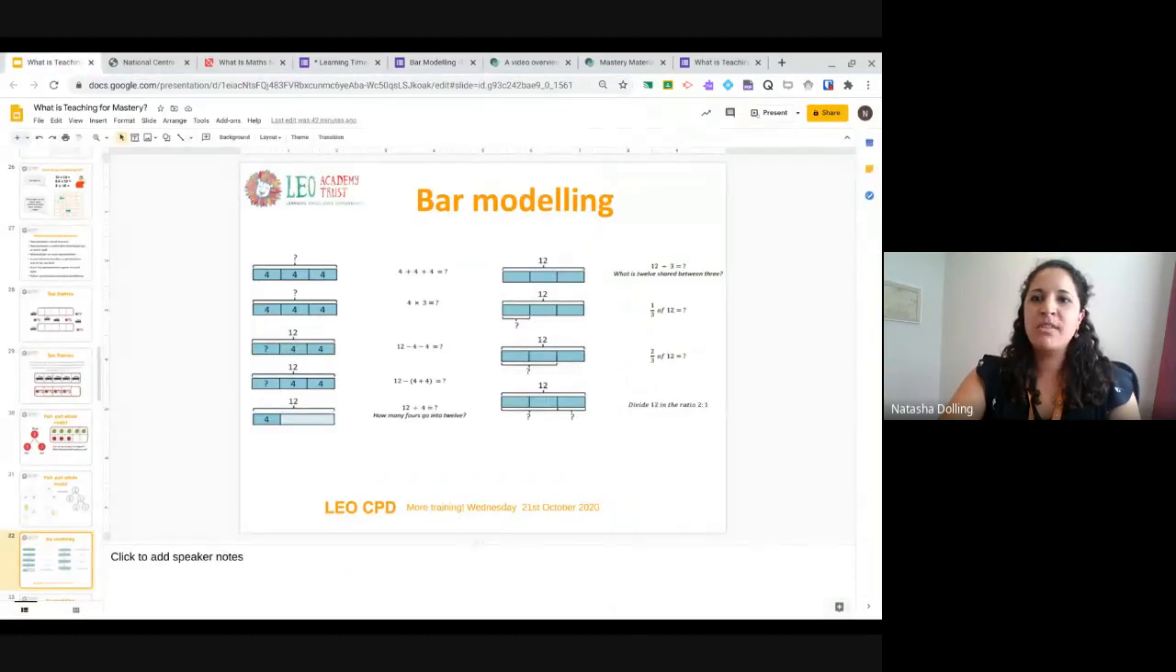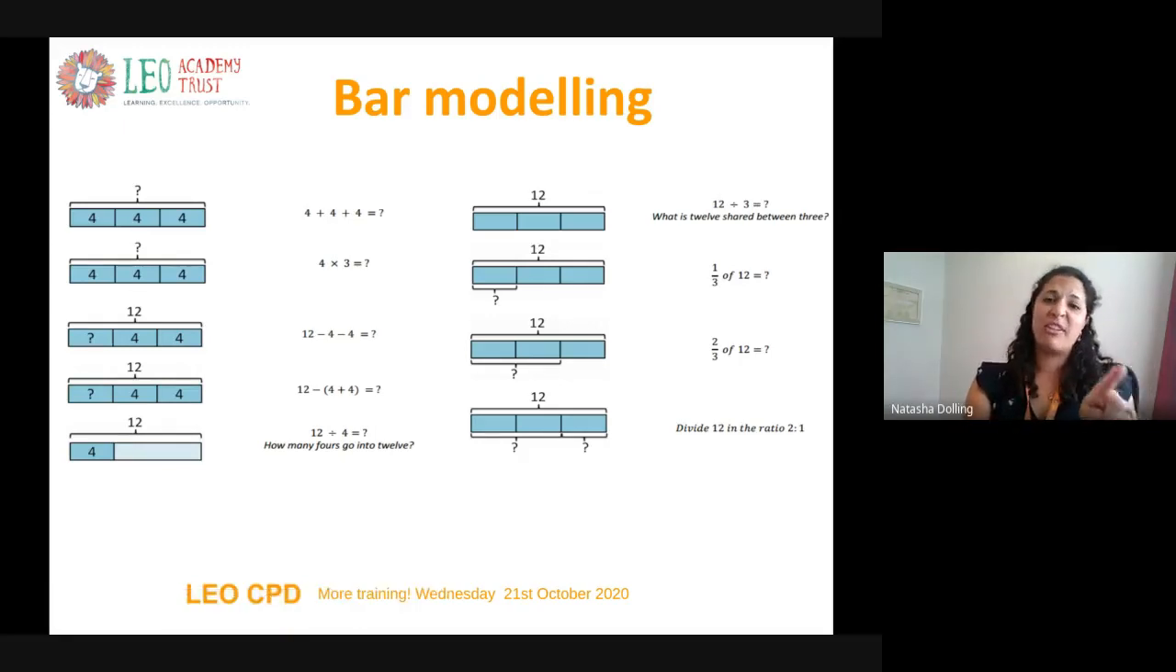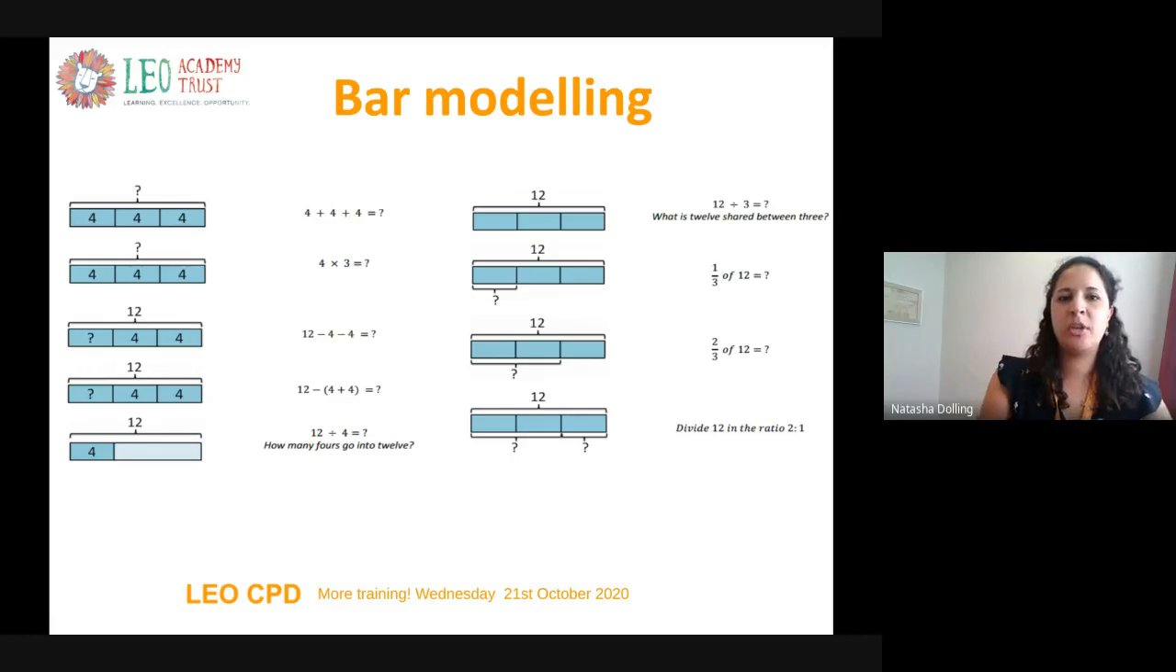Here is just one slide showing one bar model and all the different ways you can use it. So all the way from 4 add 4 add 4 in Key Stage 1. And if you just cast your eye all along it, look at the progression, look at what we end in: divide 12 into the ratio of 2 to 1, or 2/3 of 12. It is the same bar model. And when I was in Singapore, bar models were used for everything, at every age. Children that were younger were making them with cubes all the way up to Key Stage 2, where they were drawing them out like this.